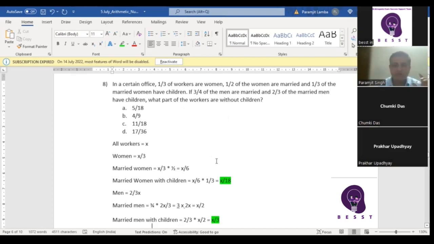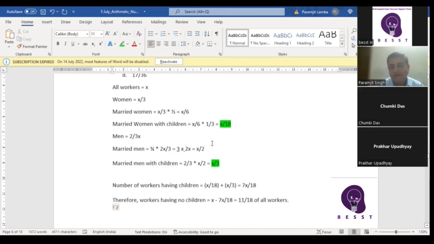So we have to calculate how many workers are with children. Workers means how many women are with children and how many men are with children. How many women are with children? We calculated x by 18. How many married men with children? We calculated x by 3. So if we add married women with children plus married men with children, it gives us workers with children. So x by 18 plus x by 3 is equal to 7x by 18.